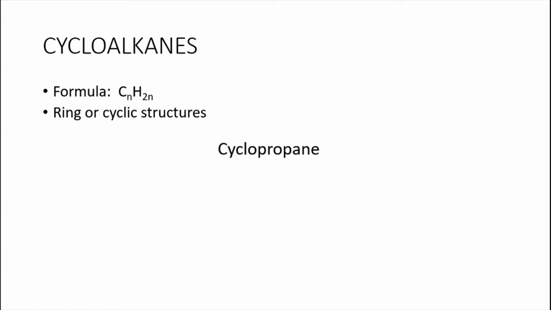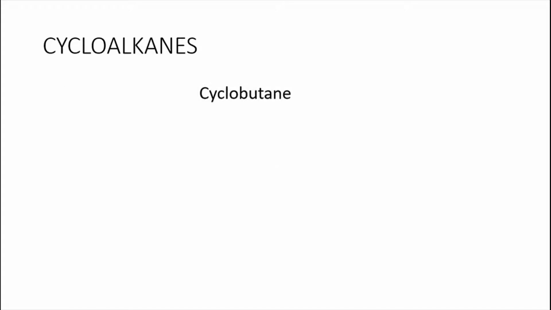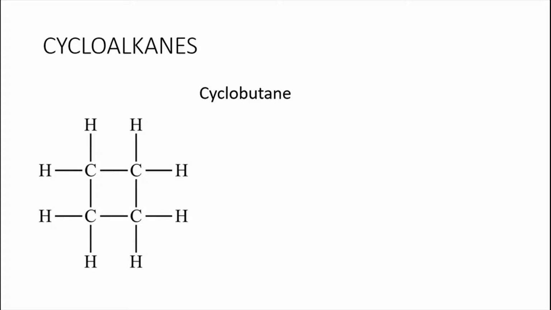For example, in a 3-carbon compound, cyclopropane, 3 carbons are joined together into this cyclic structure here. Notice that there are 2 hydrogens for every carbon. We can also draw this in the form of a skeletal structure, like a triangle. For a 4-carbon cycloalkane, we have cyclobutane. Again, as you can see, the carbons are connected to each other, forming a cyclic structure, which we could also represent with a skeletal structure of a square.